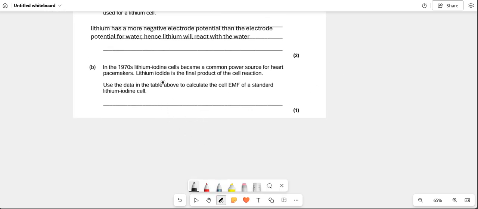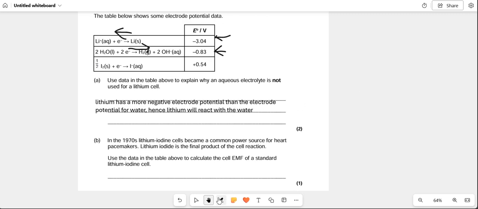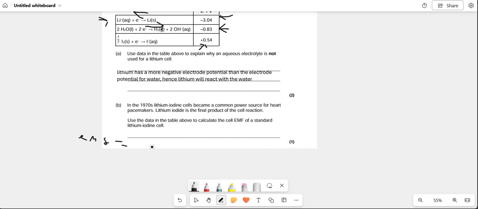Alright, next. Use the data in the table above to calculate the cell EMF of a standard lithium iodide cell. Pretty simple here. We're looking at iodide and lithium. Lithium is minus 3.04. Iodide is plus 0.54. So EMF is just the bigger one minus the smaller one, so the one that's reduced minus the one that's oxidized. So that minus minus 3.04 gets you 3.58 volts. That's the final answer there.